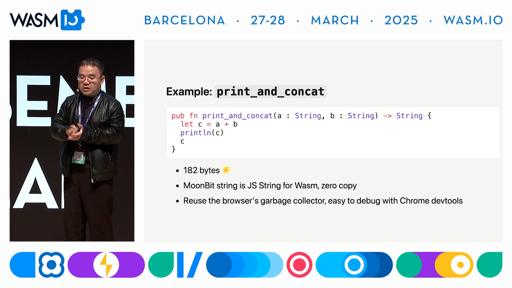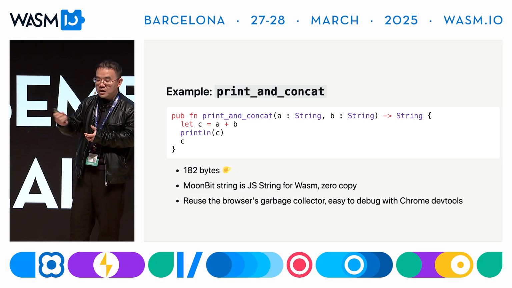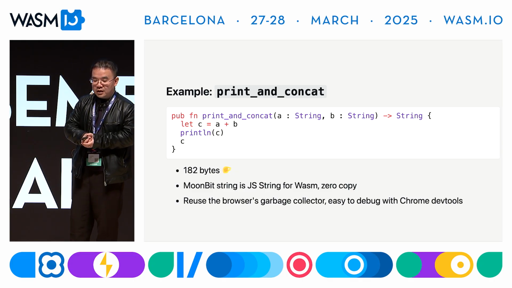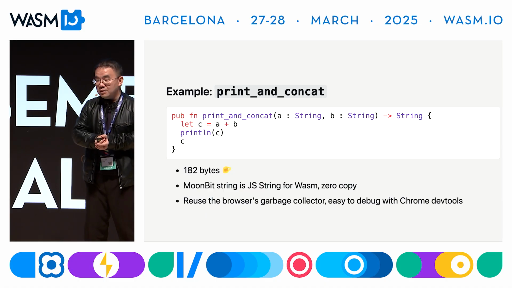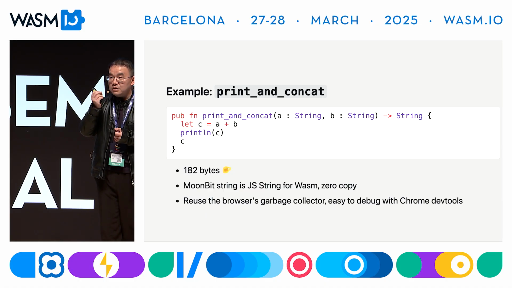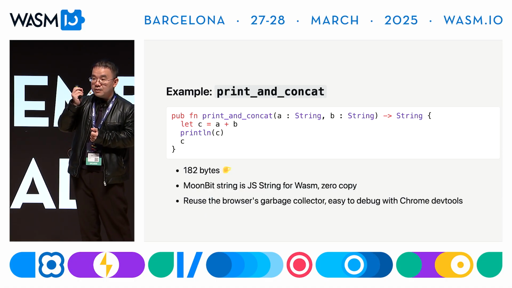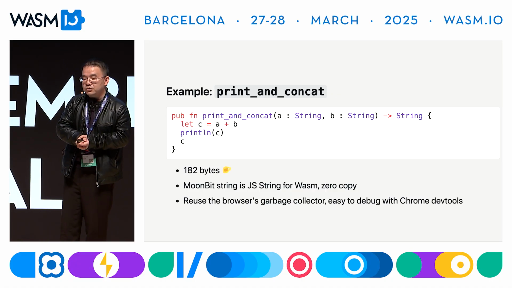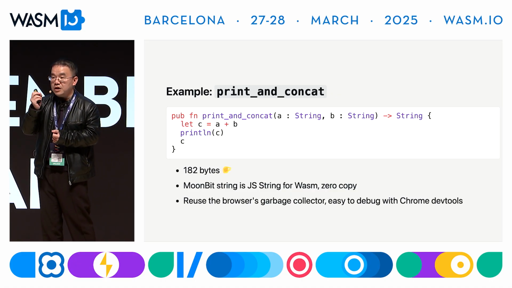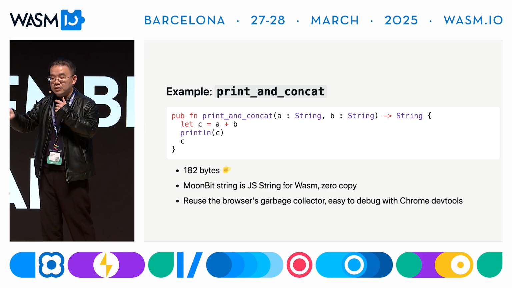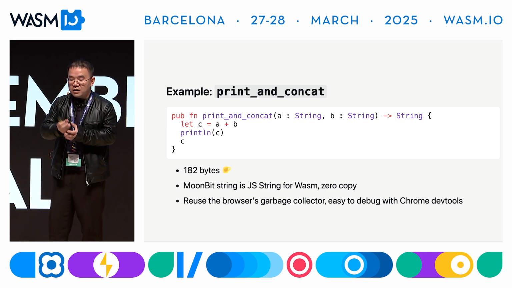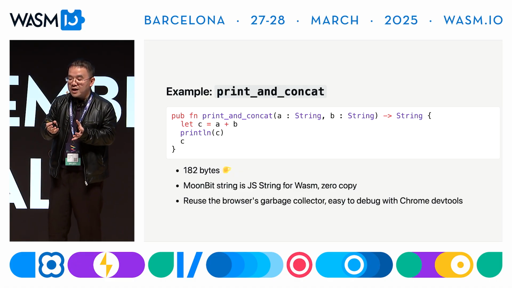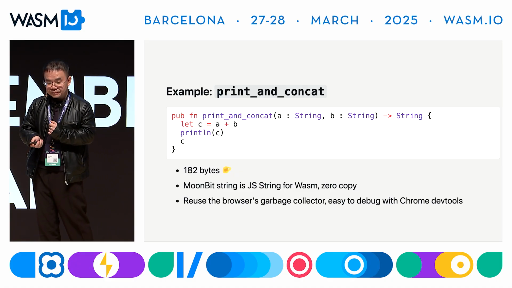We take the function called print and concat, which takes two parameters a and b, which are strings, and returns another string. For this simple function, the MoonBit compiler only generates code that is 180 bytes, not kilobytes, 180 bytes. And because the MoonBit string is just a string, it's zero copy. There's no byte string. And because we reuse WebAssembly GC, it's very easy to debug using the Chrome DevTools.